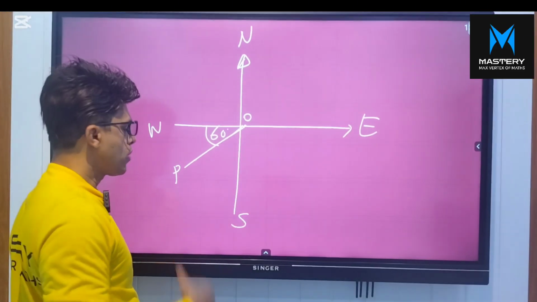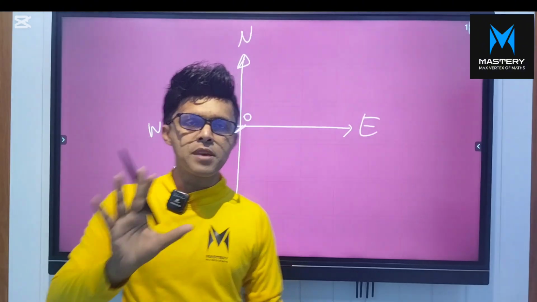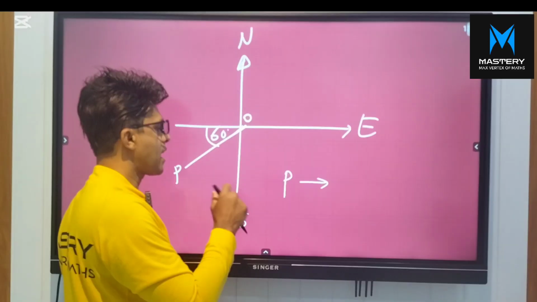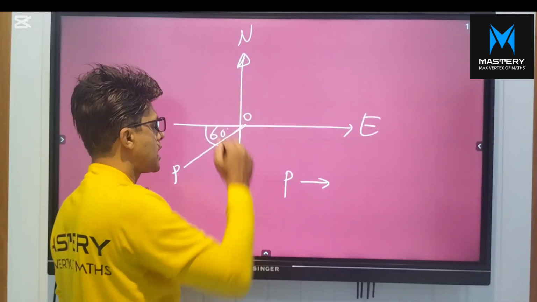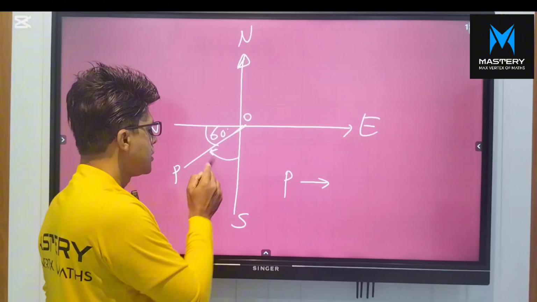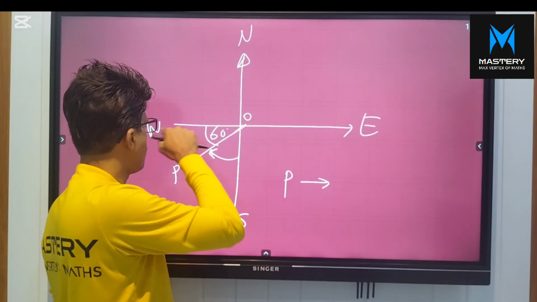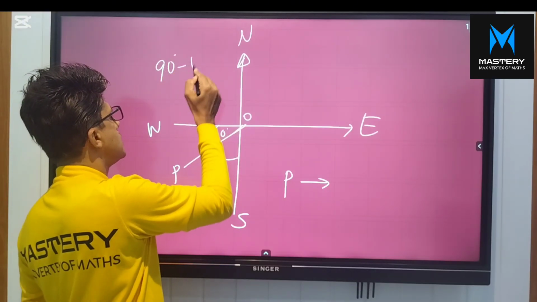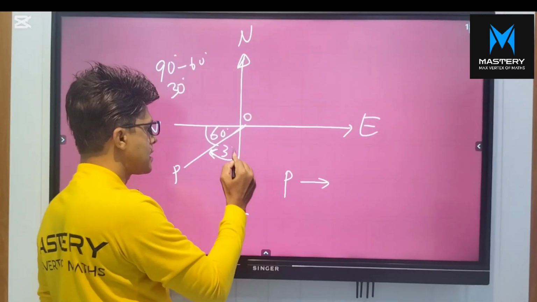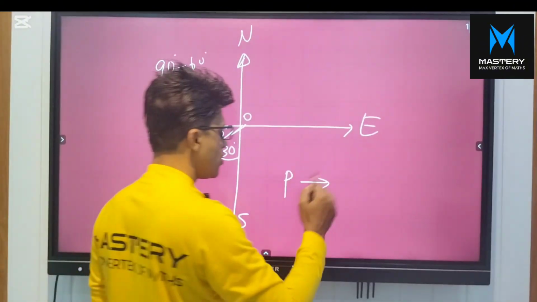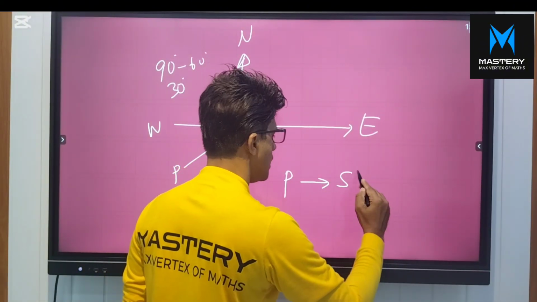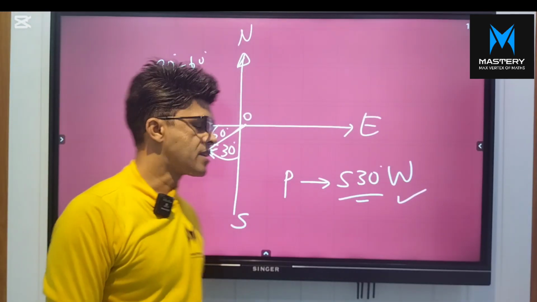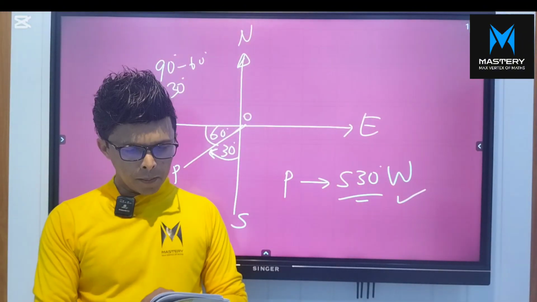So when you get to the location of P, this can be mentioned by taking the given angle from north or south. You need to get this angle, right? The angle between west and south is 90, so 90 minus 60 is 30. This angle is 30, and that needs to be taken. So the answer is 30 degrees to west. Sometimes this distance is also given, but here it has not been given.